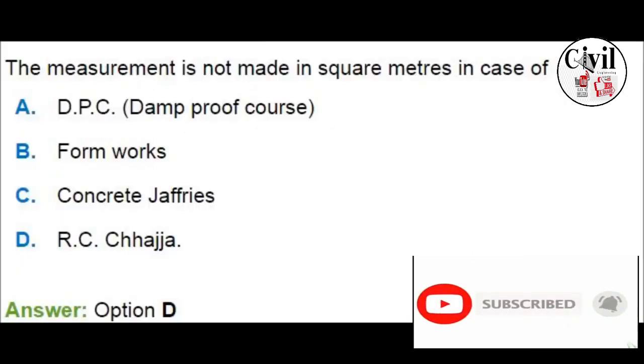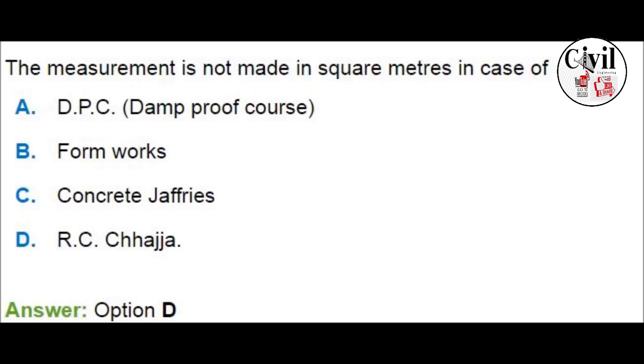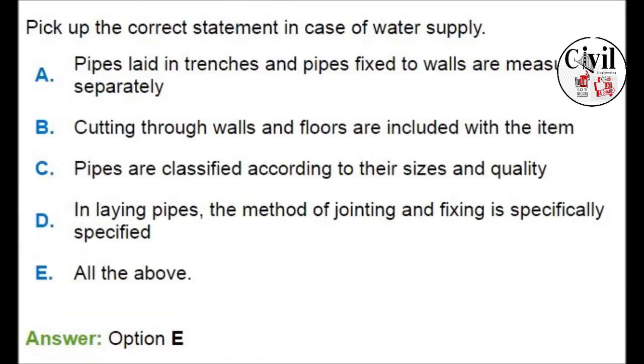So it changes. The measurement is not made in square meters in case of RC chajja. So in RC chajja, we actually take cubic meters. Unit is used. So D is the correct answer. Okay, that's fine. So let's move to the next one.